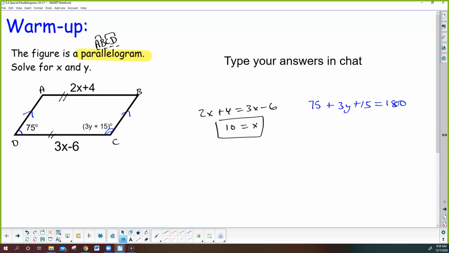They are supplementary. Wow. Glad you guys are here to correct my mistakes. If I add this over, we end up getting 90 plus 3y equals 180. And then you subtract 90, divide by 3. I accidentally set them equal to each other, and I was looking in the chat to see if anybody did that as I was writing, and it didn't work. So consecutive angles are supplementary. They have to add to 180. Make sure you don't do what I just did.